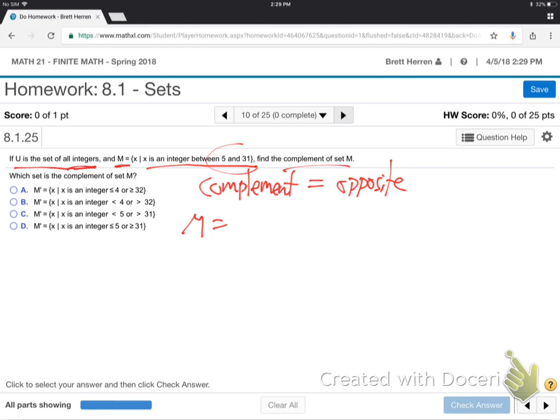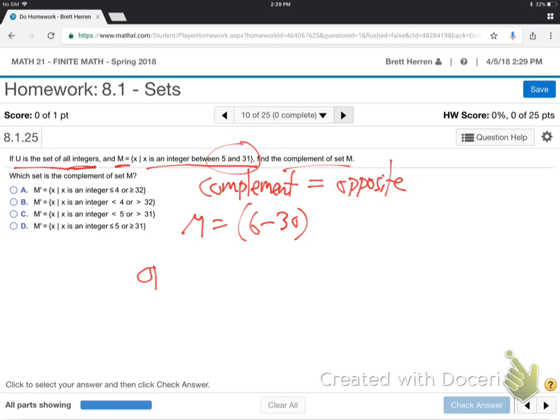Okay, so what is M then? It says it's all the numbers between 5 and 31. So basically it's 6 through 30, isn't it? You with me so far? M, they said, is the integers. Integer just means we're not counting decimals. We're not counting 6.3 and 7.9. Just the whole numbers. Between 5 and 31, they said. So that means we don't include the 5, we don't include 31. So 6 through 30, in other words. That's M. So what's the opposite of that?